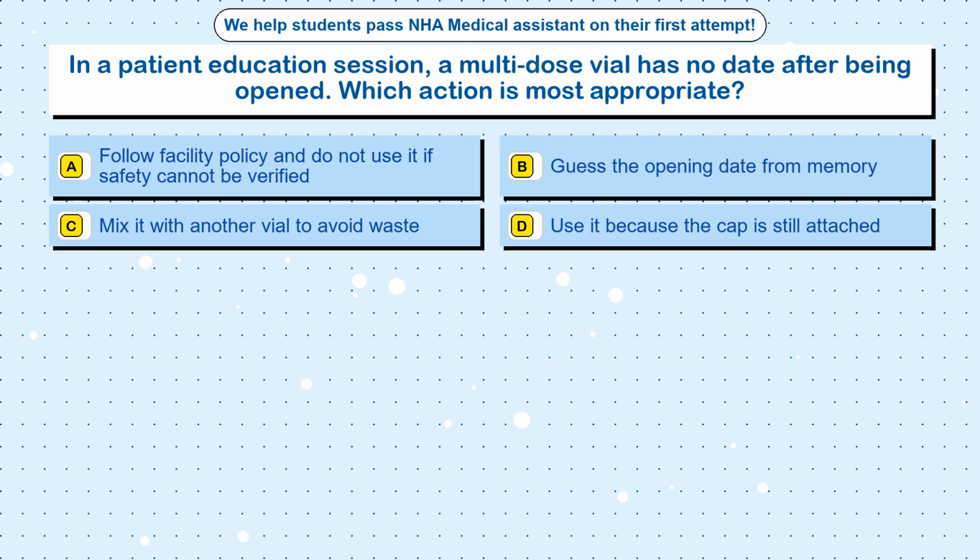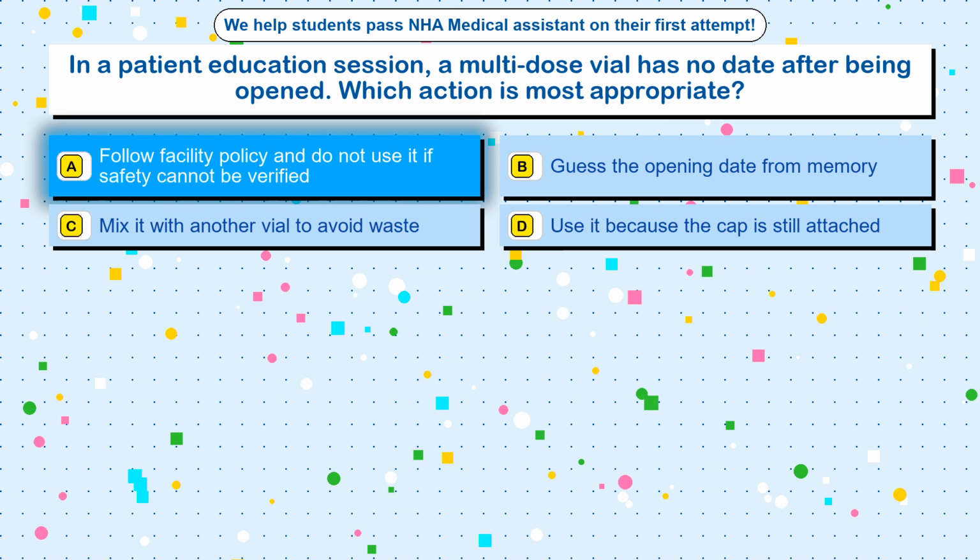Question 69. In a patient education session, a multi-dose vial has no date after being opened. Which action is most appropriate? Option A. Follow facility policy and do not use it if safety cannot be verified. Option B. Guess the opening date from memory. Option C. Mix it with another vial to avoid waste. Option D. Use it because the cap is still attached. The correct answer is option A.